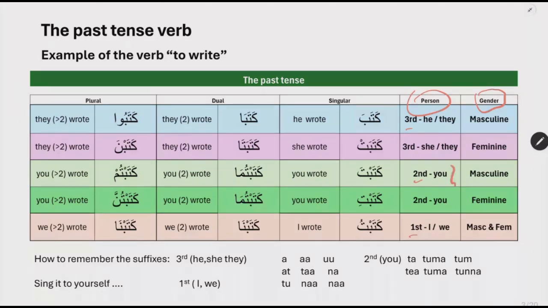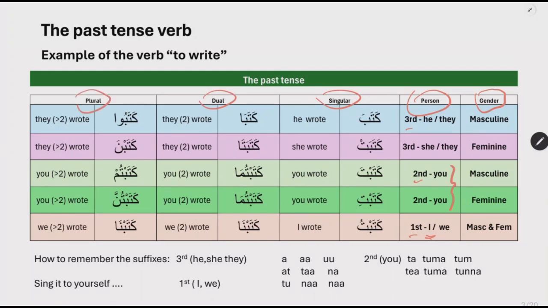The second is to do with like me and you. So me or I is first person, and you on the other side, if I want to address you, I use the second person to address you or talk about you. And then the other concept is about number. That number has to do with singular, dual, and plural.